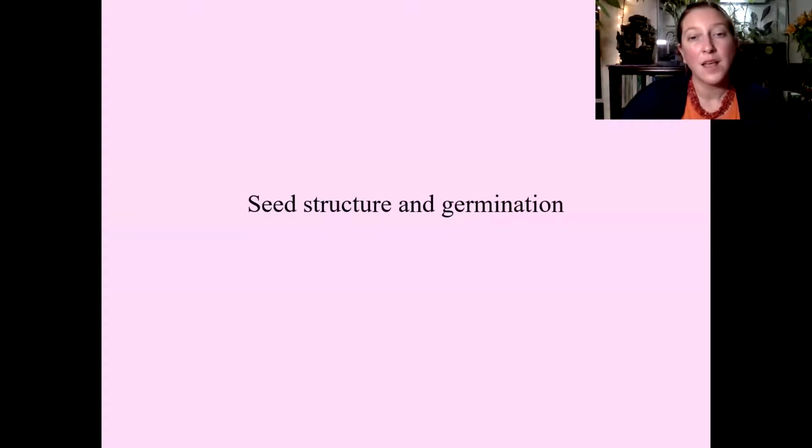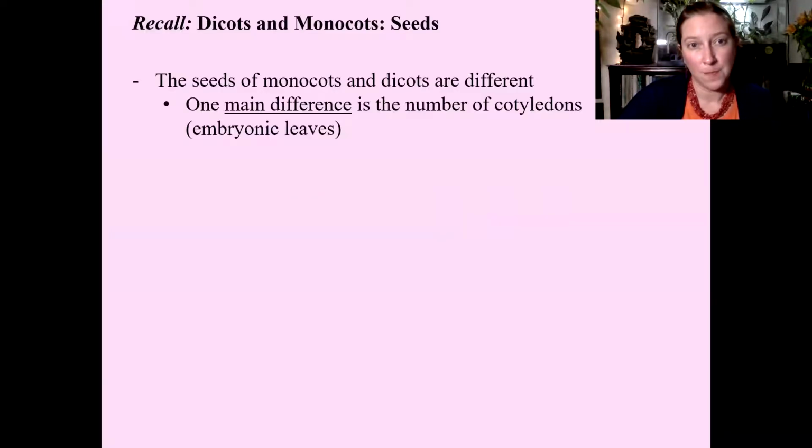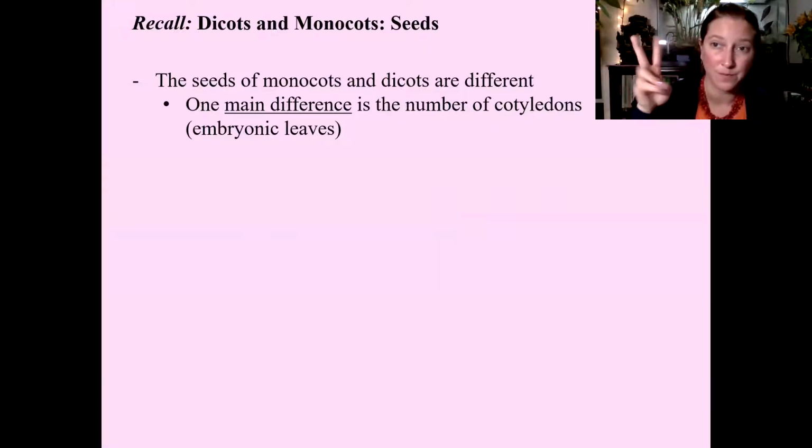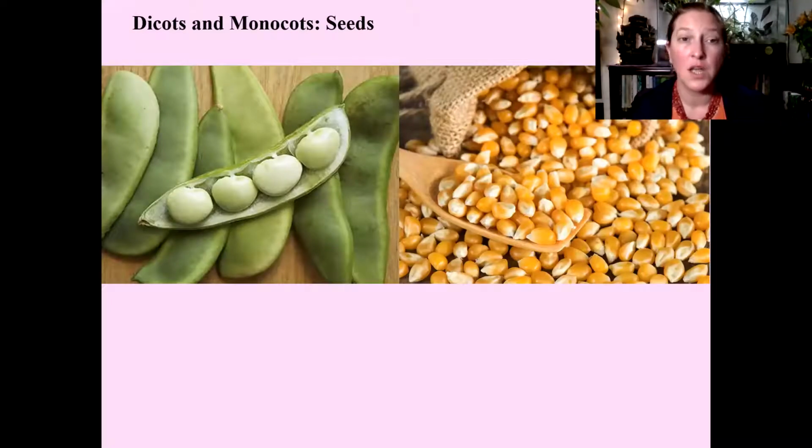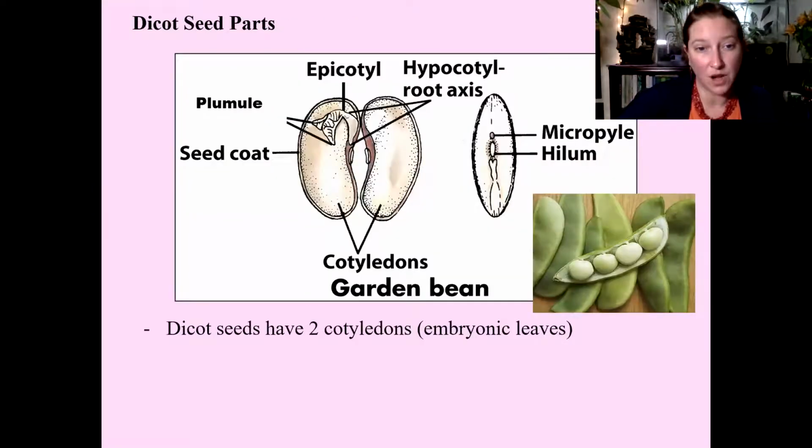All right, seed structure and germination. So we already know that there are differences in monocots and dicots. And one of those differences is the number of cotyledons, right? Dicot, 2 cotyledons, mono, 1 cot. Monocot, 1 cotyledon. So this is just some other examples of that. This is lima bean here on the left, which would split in half, those are dicots, and then corn on the right. We saw this earlier.